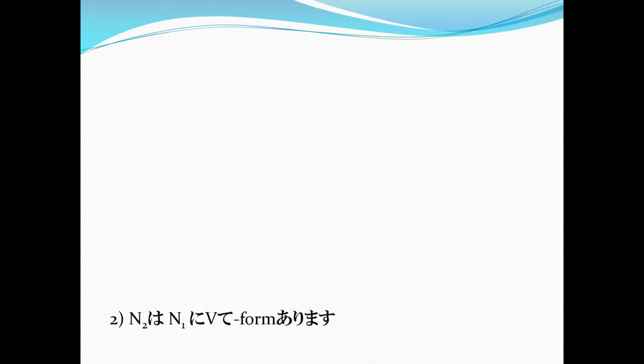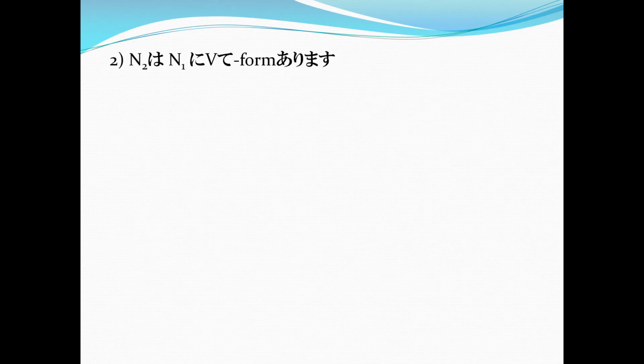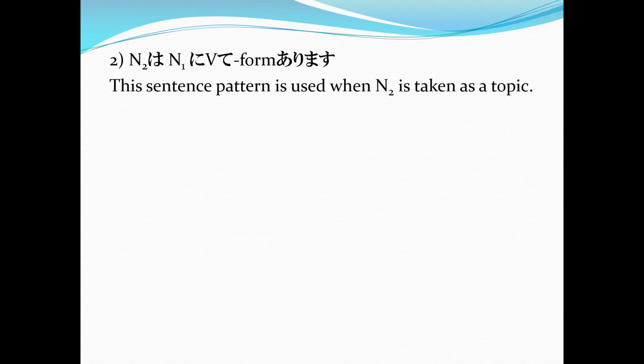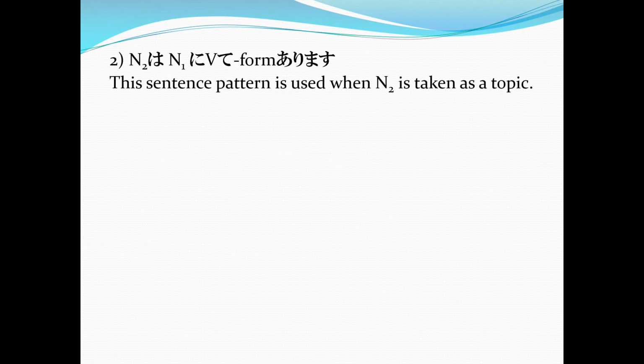Now we have noun 2 wa, noun 1 ni, verb te form arimasu. Again, noun 2 wa, noun 1 ni, verb te form arimasu. This sentence pattern is used when N2 is taken as a topic. Let's look at the example.